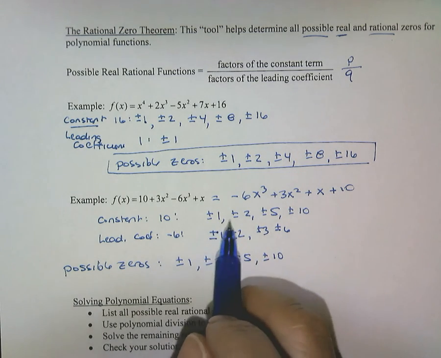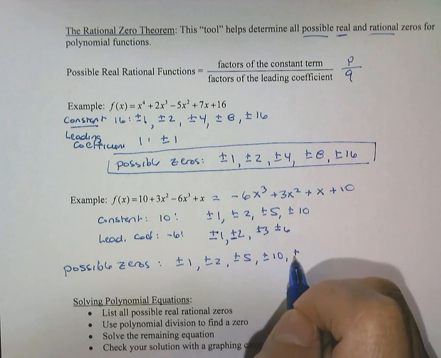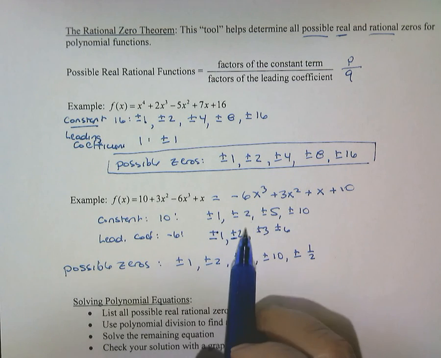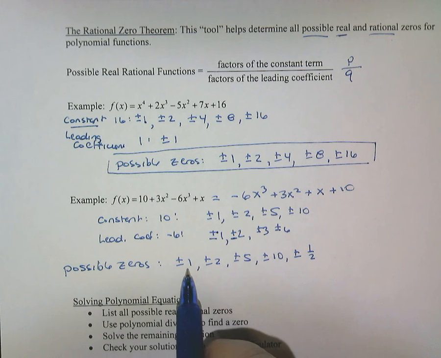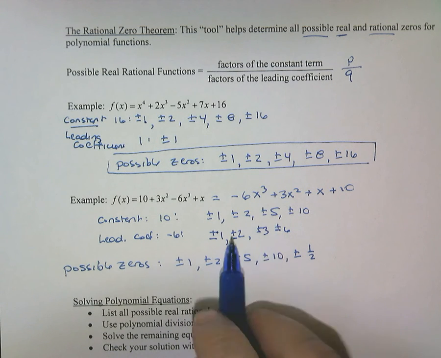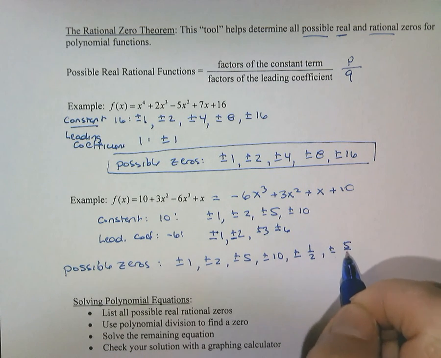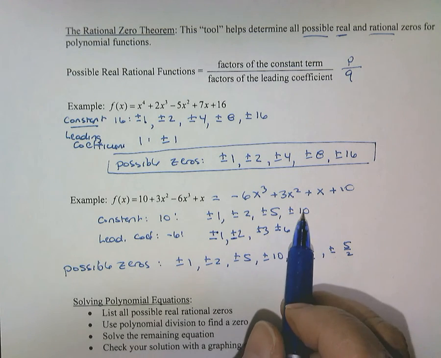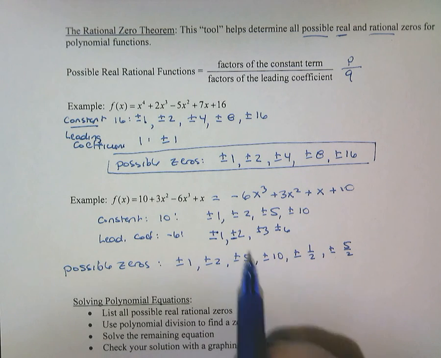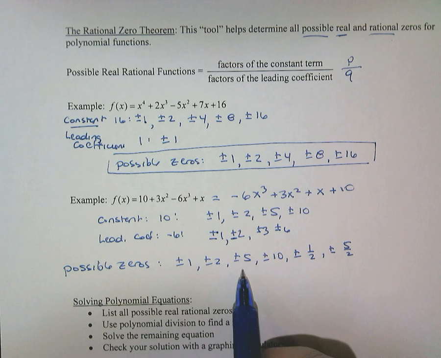Now I've got 1 over 2, 2 over 2. Well, 2 over 2 is 1, so I'm not going to write it again. 5 over 2, 10 over 2. Oh, wait, 10 over 2 is 5. I don't need to write that again.